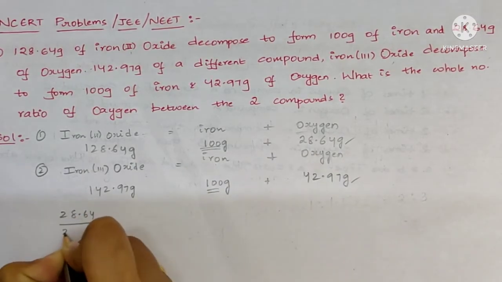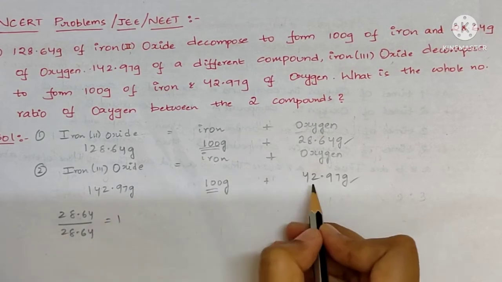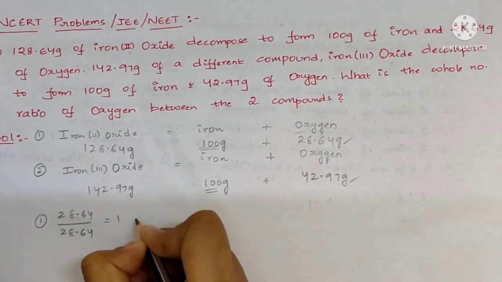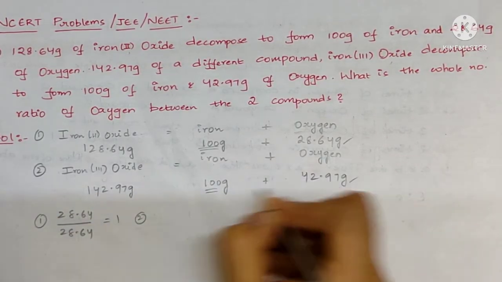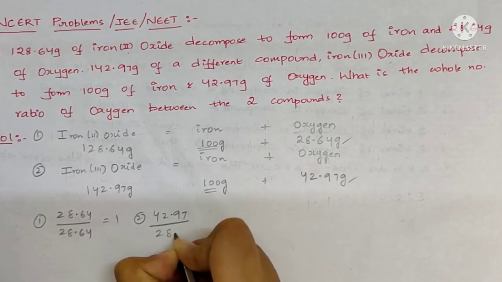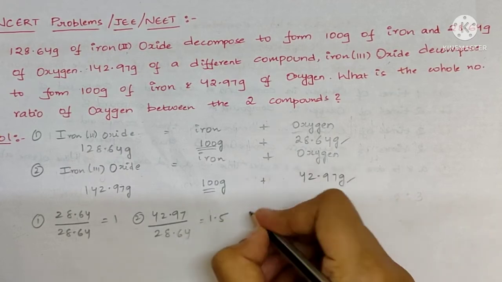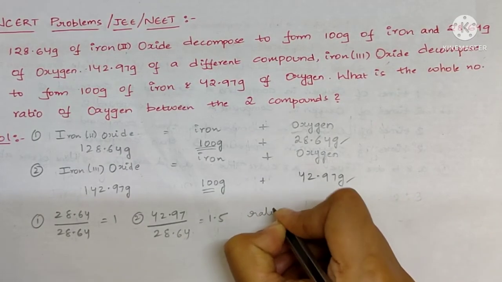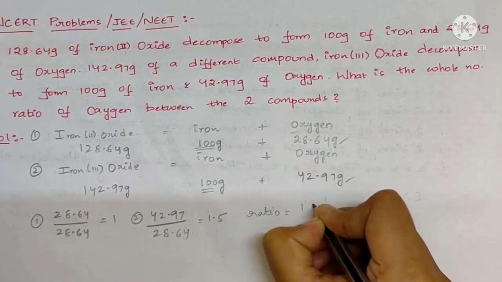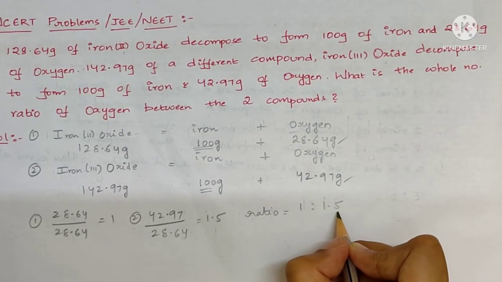28.64, that is equal to 1. And now this is in the first case. In the second case, 42.97 divided by 28.64. Here it is 1.5. So finally the ratio is 1:1.5. But 1.5 is not a whole number.